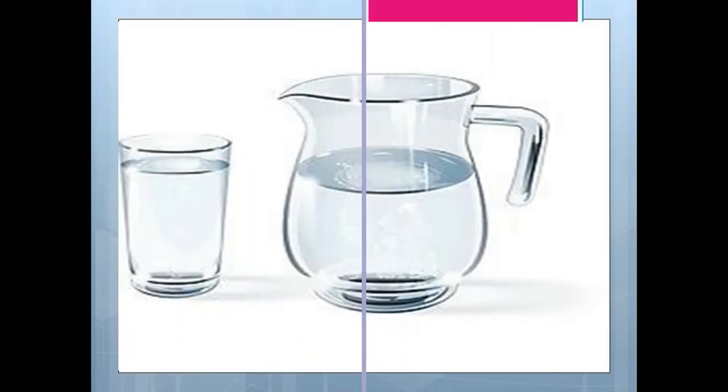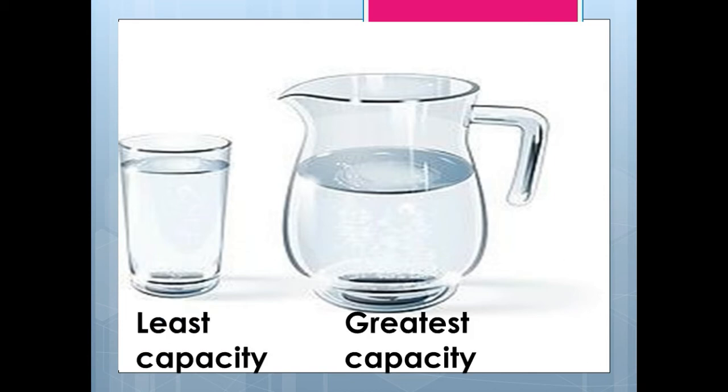See in this picture, it is a glass of water and a jug of water. A glass can contain only a small amount of water and the jug can contain more. So the glass is called least capacity and the jug is called greatest capacity. Small objects will have least capacity, and big objects will have greatest capacity.